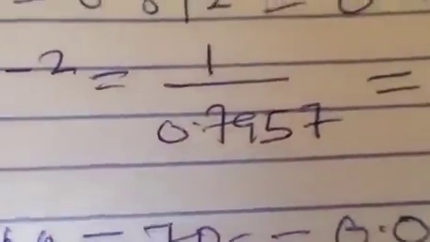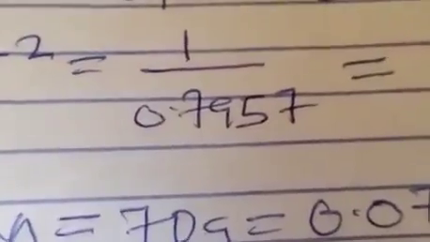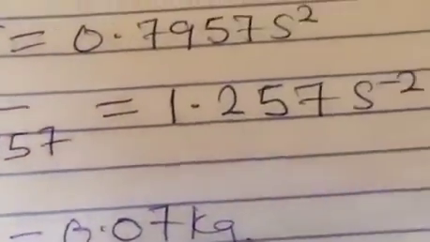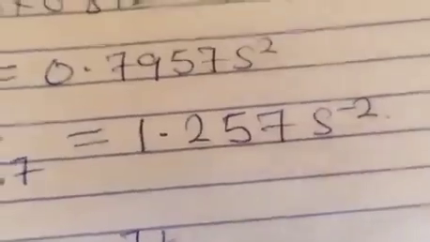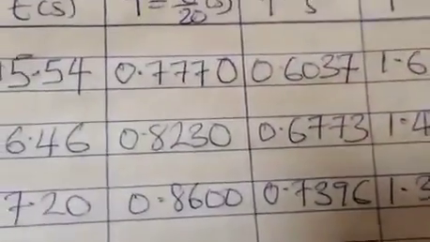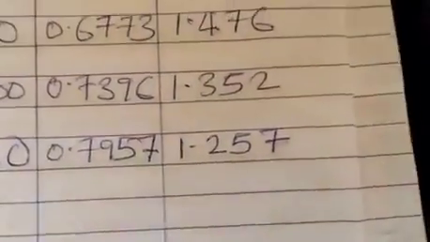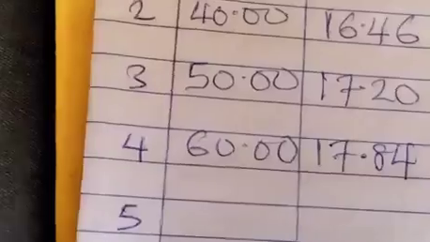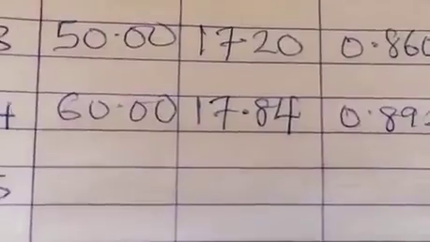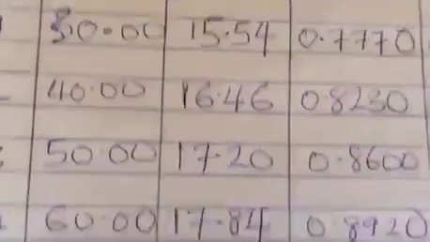We'll now look for the inverse of the period squared. The inverse of the period squared, that is T raised to the power minus 2, is 1 over 0.7957. That gives us 1.257. So that is it.